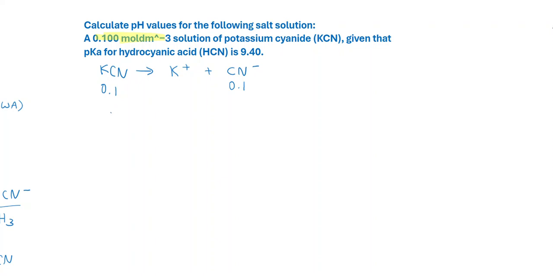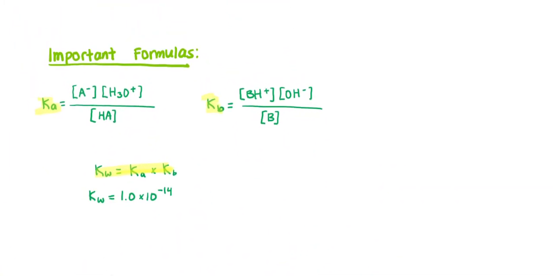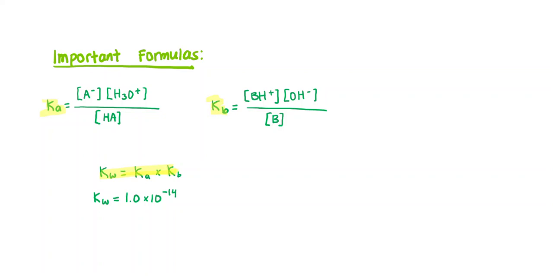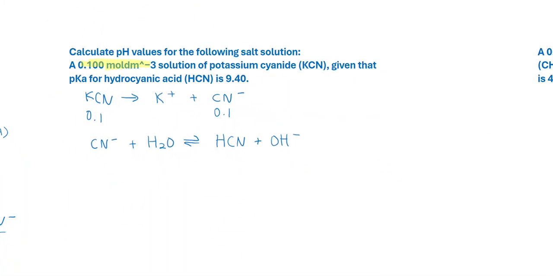We can write a second equation where we hydrolyze the CN minus. So you just add water, use your equilibrium arrow, and this should be HCN plus OH minus. So the next step we need to do is calculate the Ka value, and then that allows us to use the first two equations here. Well, they give us pKa, which is 9.4, and we can use that to find Ka.